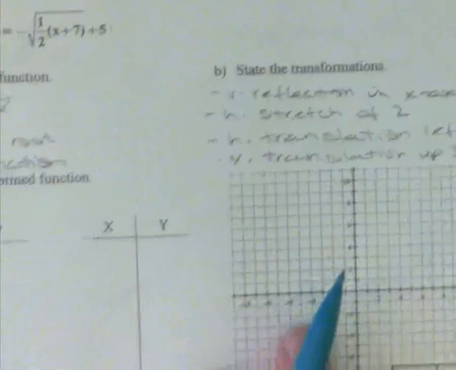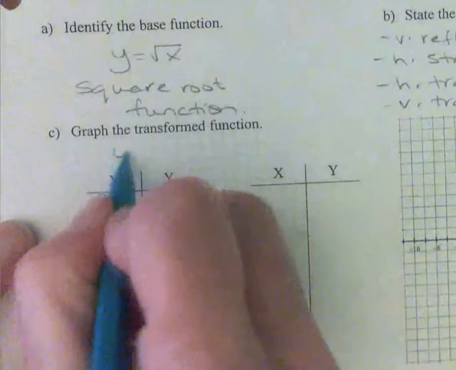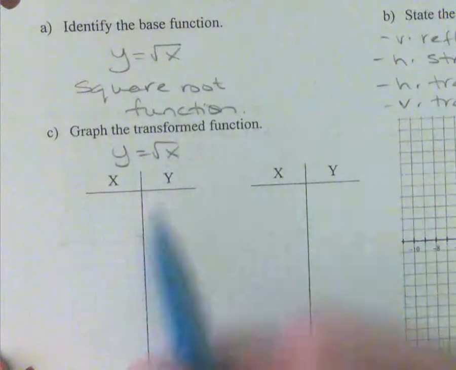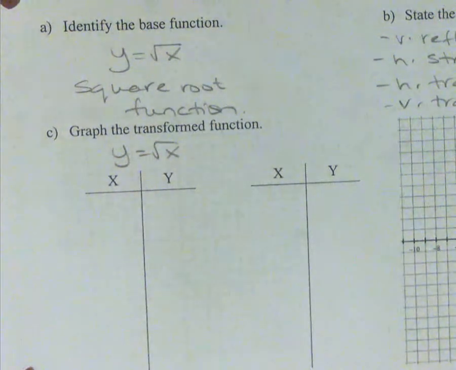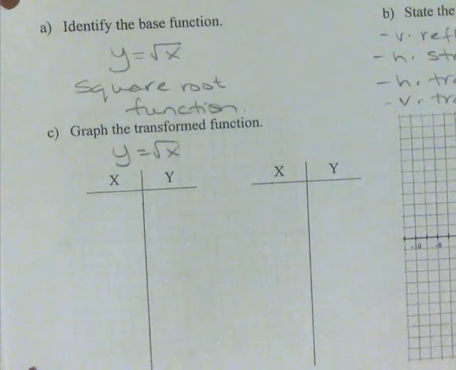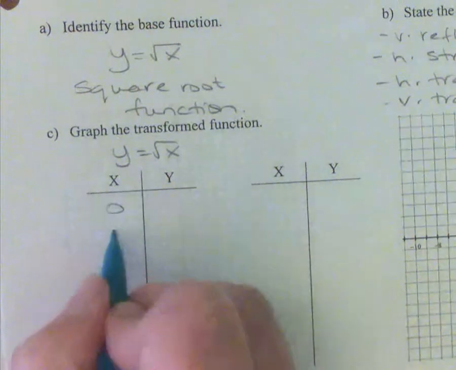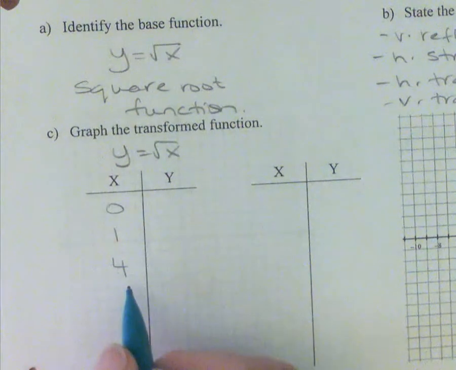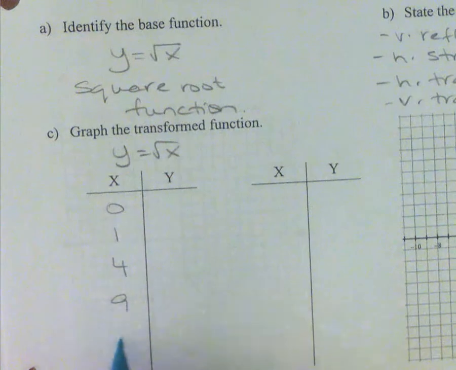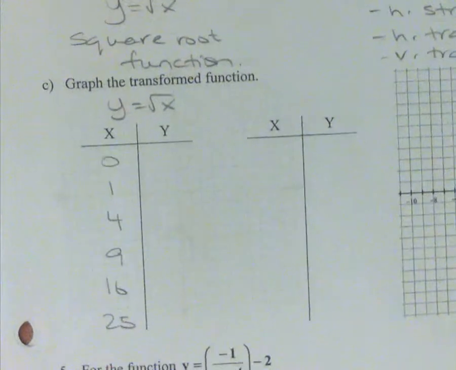Now we want to look at what the base function does. So we have y is equal to root x. So I need to pick values of x that make sense. I want to pick values of x where I can take the square root. Also, I can't pick negative values because the square root of negative values does not exist in real numbers. So if I look, I'm going to pick 0, 1, and then I'm going to pick 4 because I can take its square root. I'm going to pick 9, 16, and 25. I'm going to pick perfect squares.